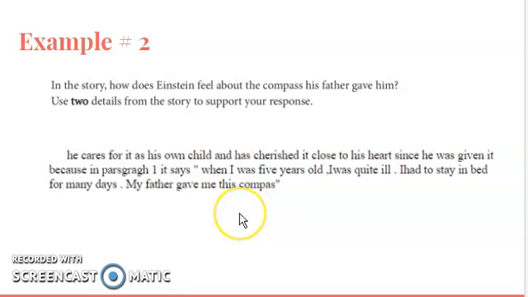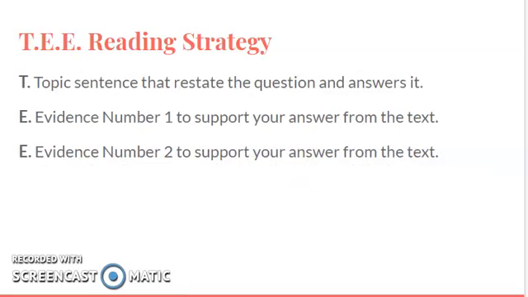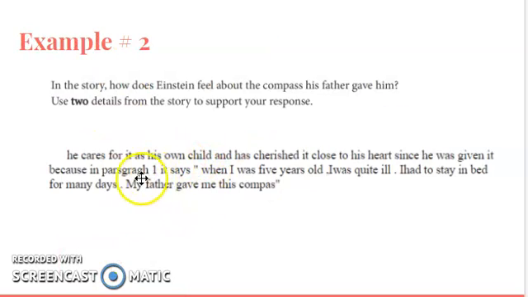So in this case, we do see some evidence. We might even be able to see two of them, evidence number 1 and evidence number 2 that we were looking for. So let's see. Do we see a topic sentence? In this story, how does Einstein feel about the compass his father gave him? This person did not restate the topic sentence.